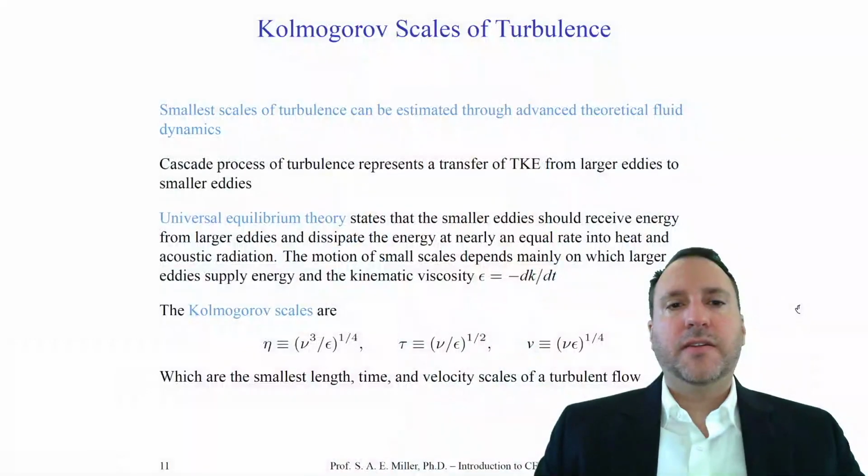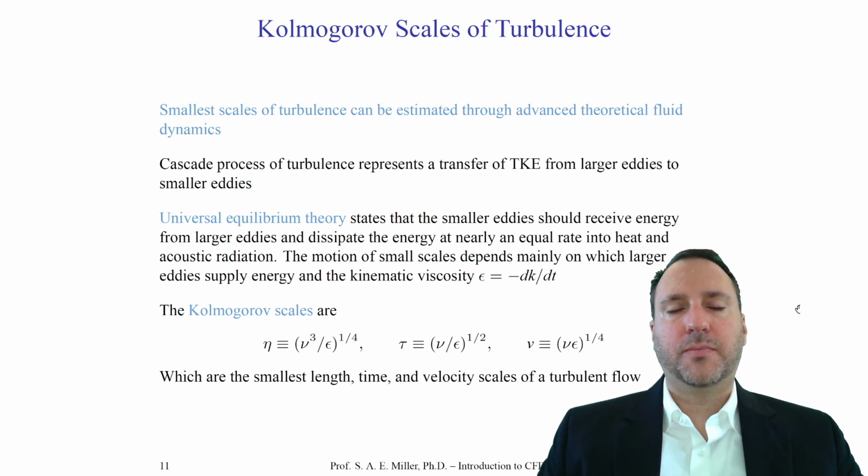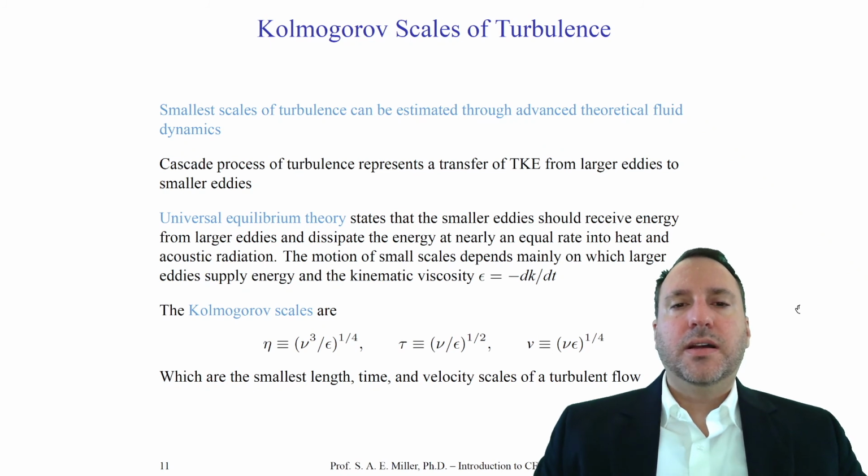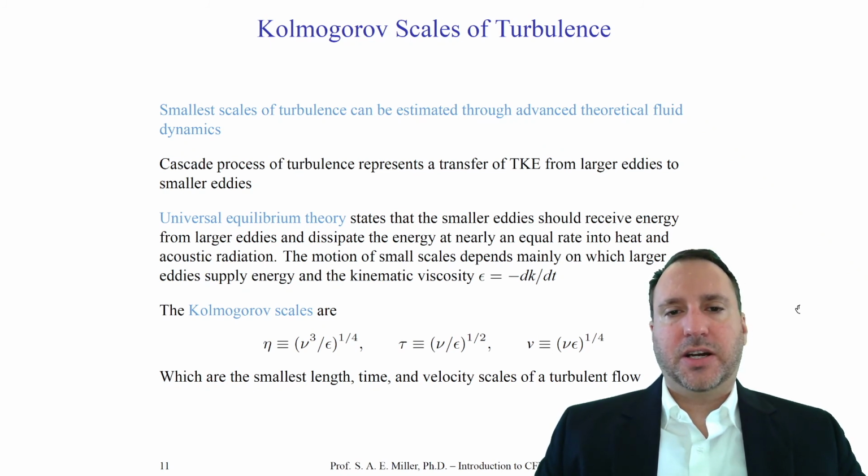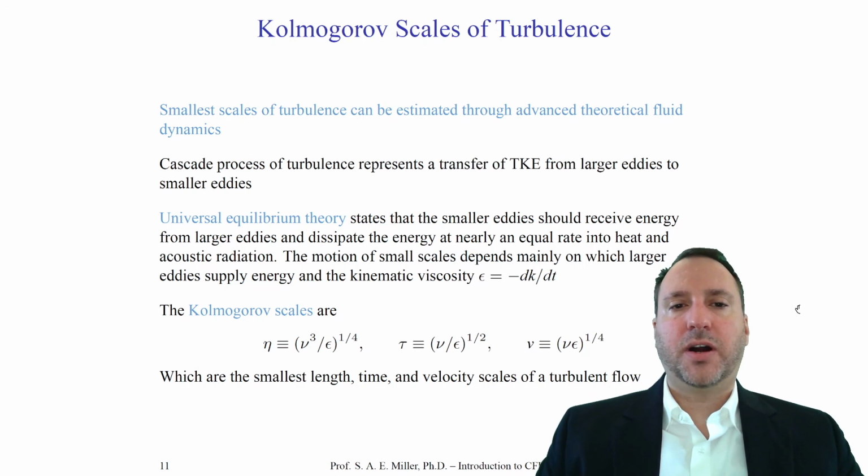We won't go through its derivation, which of course is only 4 or 5 pages in the journal Doklady, published by the Soviet Union. Here he views the smallest scales of turbulence and their estimation of scales, as their time and velocities and length scales, could be estimated through his advanced theoretical framework of fluid dynamics. He looked at experimental data and examined a so-called cascade process of turbulence, which transfers energy, that is the turbulent kinetic energy of the turbulence, from large eddies to small eddies.